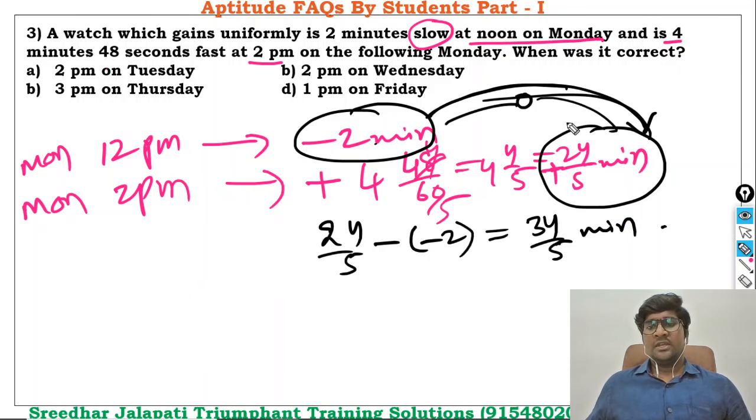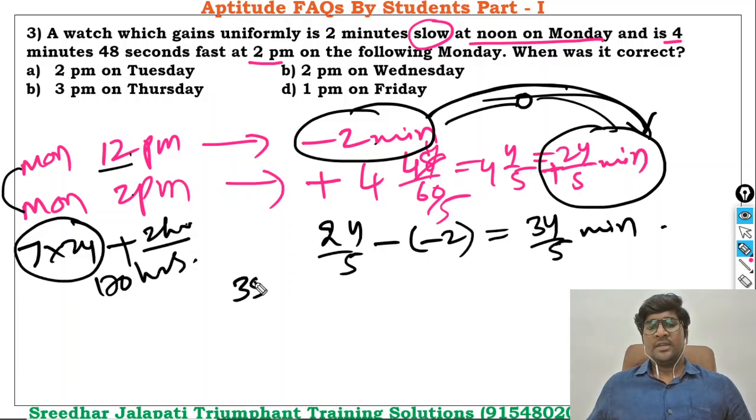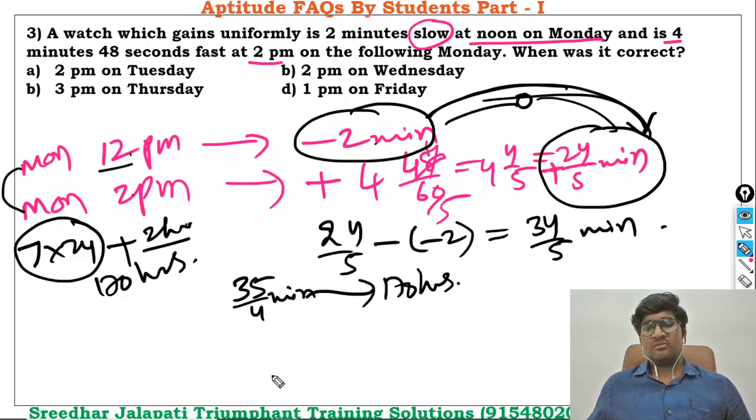That means to gain these 34 by 5 minutes, how much time did the clock take? From 12 p.m. one Monday to next Monday, it is 7 days into 24 hours, plus 12 p.m. to 2 p.m., a 2 hour gap. What exactly am I trying to say? Monday 12 p.m. to next Monday 12 p.m. is 7 days plus 2 hours extra, which is 168 plus 2, 170 hours. That means to gain 34 by 5 minutes, this clock took 170 hours.